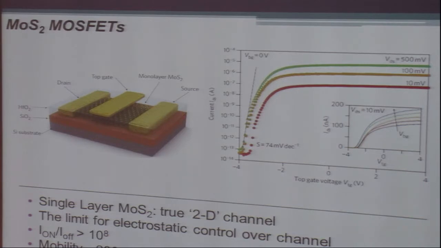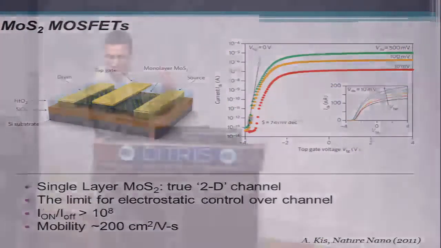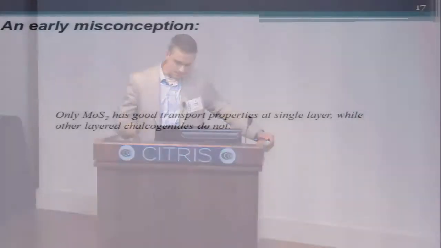This mobility may not seem high, but remember, this is a single monolayer. The thickness is 0.7 nanometer. For silicon, for indium arsenide, you will not be able to measure a mobility at such a small thickness. So that really took off and created a field.